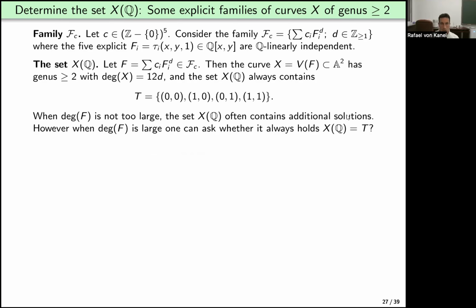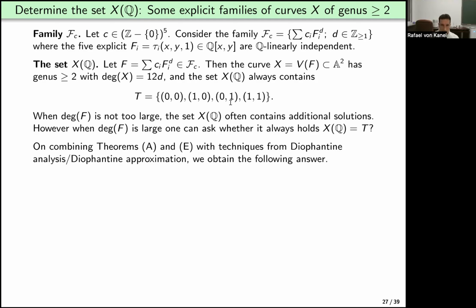And then one can ask, actually, what happens if the degree of F is large? Does it always hold that there are no more additional solutions? So X of Q is given just by these 4 points. And using our results, or combining them with some techniques from Diophantine analysis and Diophantine approximation, we obtain the following answer to this question.